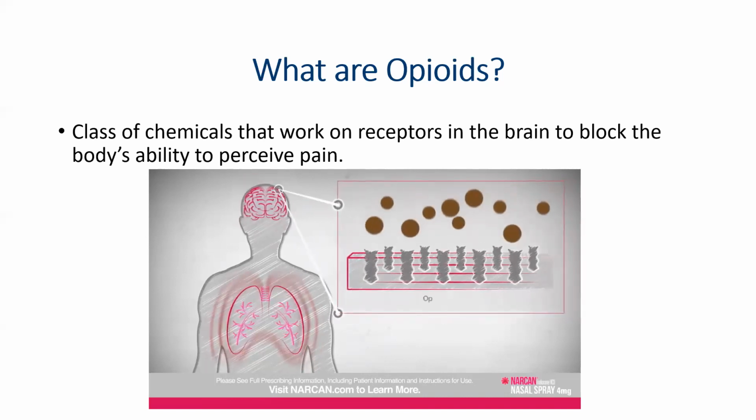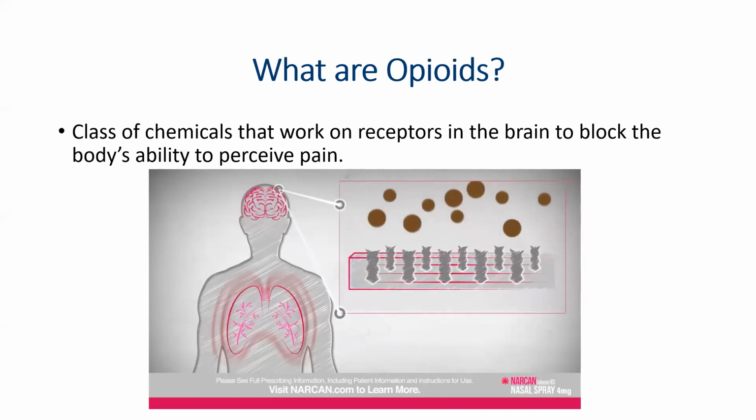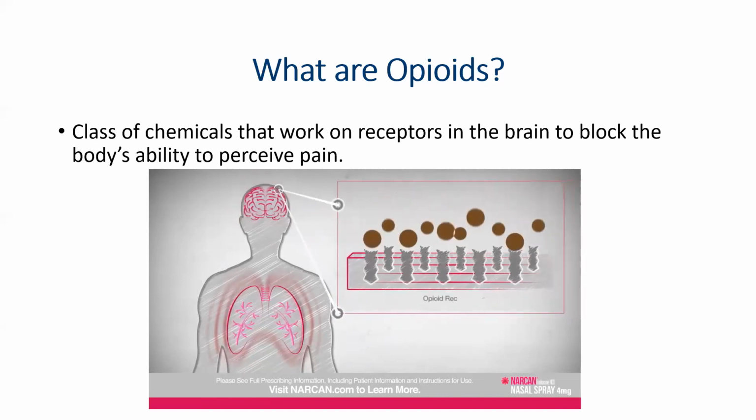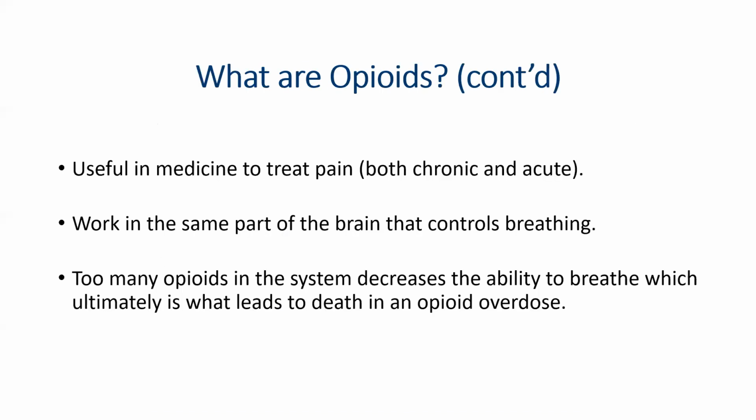And so when you turn the key to your car, the engine comes on, and then all the stuff, if you had your radio on, if you had your air conditioning on, all that stuff starts happening. Same concept with opioids. They're very useful, both for chronic and acute pain. The issue is that they work in the same part of the brain that controls breathing.